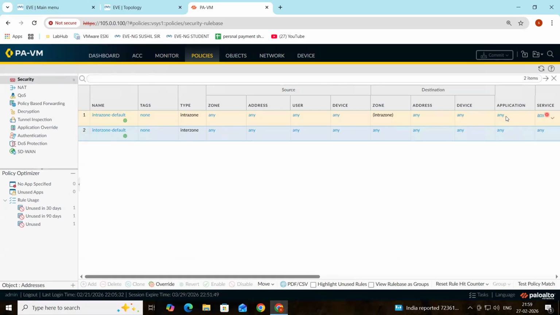See, right now here everything is any, right? Guys, please focus here, then take a note. Under the source zone, the source address, user, device, under the destination zone, address, device, everything. What is the condition? Any. This is what I'm talking about. All conditions are any. No matter which zone you come from, no matter what IP you come with, it will match this policy. Any means what? Any condition. This is what I want you to understand. So we have two rules with priority of 1 and 2. Please make a note. Intrazone priority is 1, interzone priority is 2.